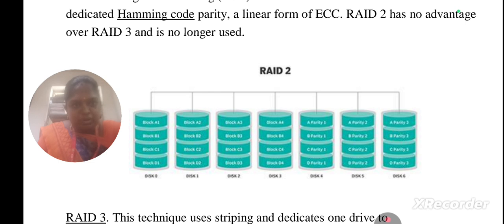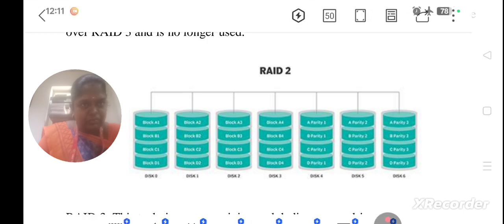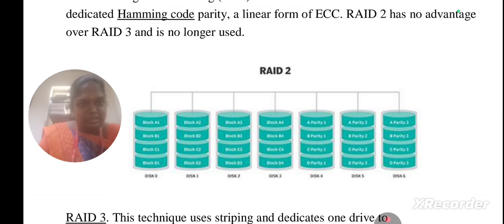If you have a block, disk 0, 1, 2, 3, 4, 5, 6. We have six disks, but block A1 has an ECC code in A parity 1. Block B2 has a B parity 1. Let's see, disk 0 and disk 4. Disk 0 contains blocks A1, A2, A3, and disk 4 is the parity, or ECC code, of disk 0.